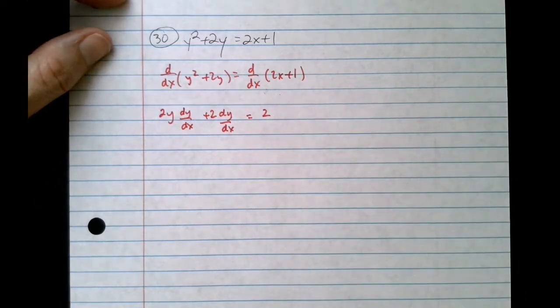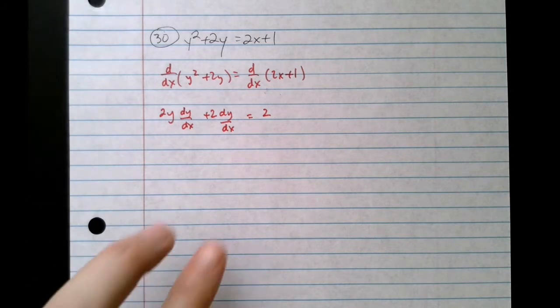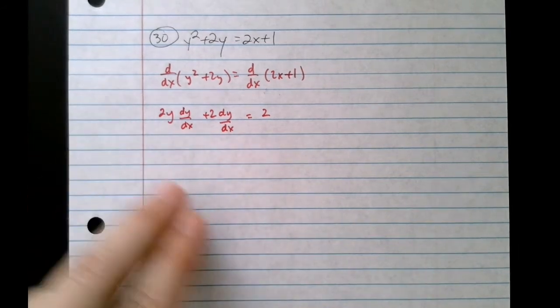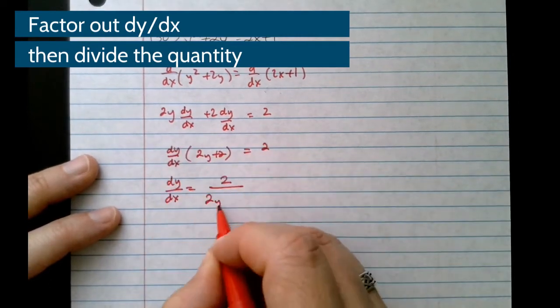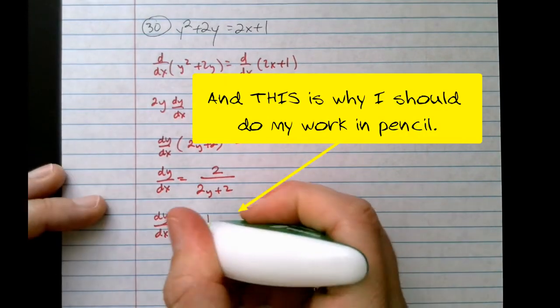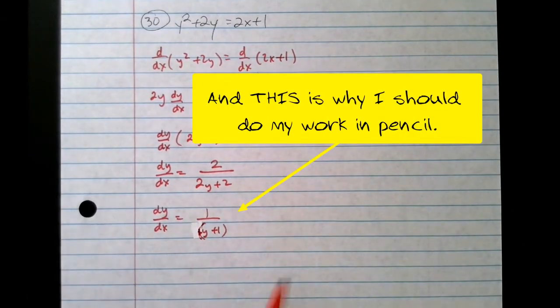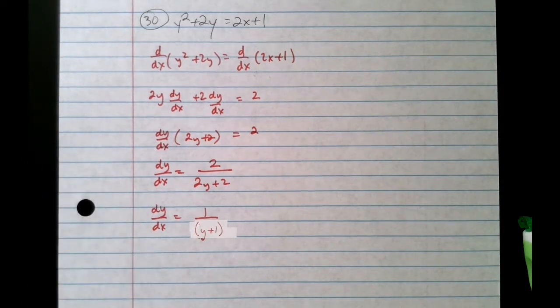So this is what I have for my first derivative. What I'm going to do now is factor out dy/dx and then divide the quantity through. Okay, now I have my dy/dx. A little messy, but I cleaned it up as best I could.